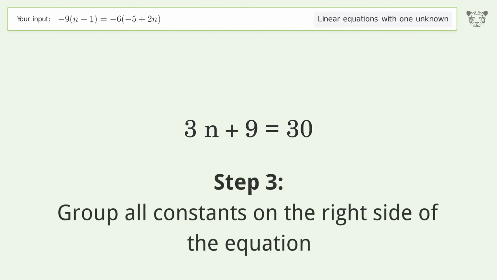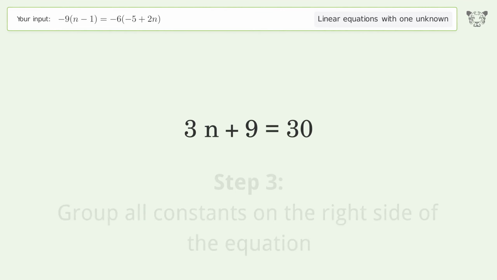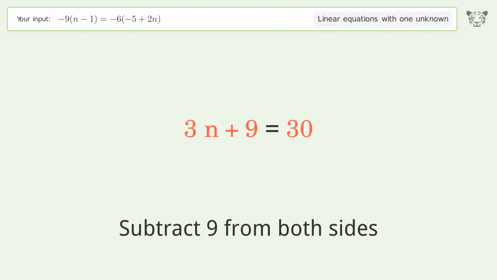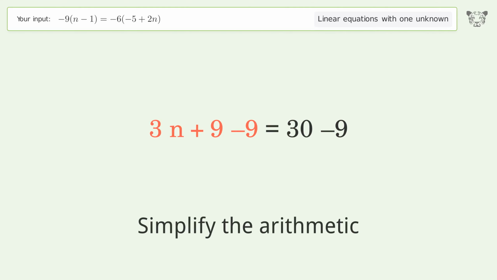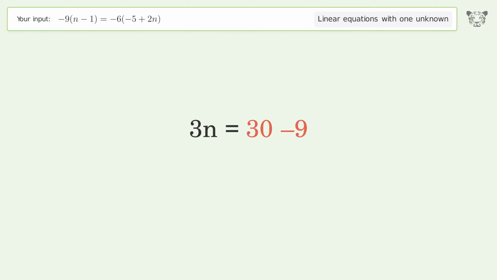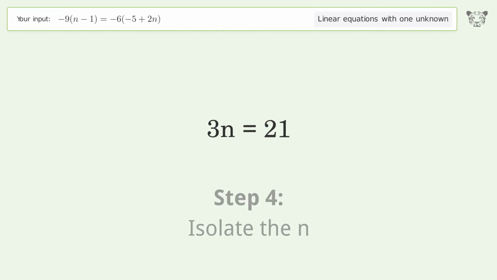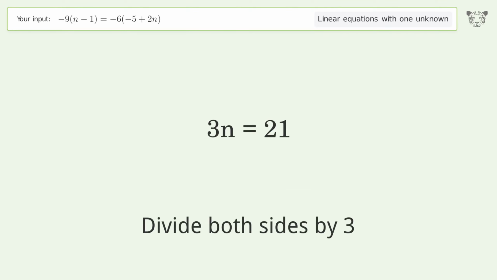Group all constants on the right side of the equation. Subtract 9 from both sides. Simplify the arithmetic. Isolate the n. Divide both sides by 3.